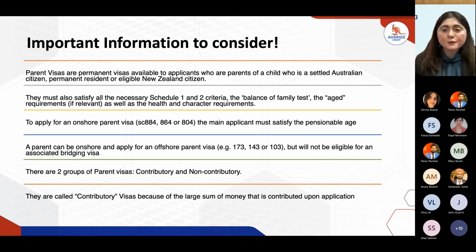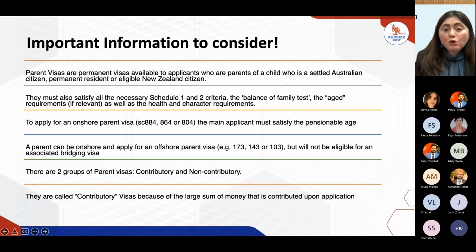These are the basic criteria. If you lodge an aged parent visa and you do not meet the age pension, then there are very high chances of refusal and there is no exemption for it. So when you are lodging a parent visa, you need to be very clear which category you fall into and then apply for the visa accordingly. Now, to apply for an onshore parent visa, the main applicant must satisfy the pensionable age. These subclasses 884, 864, and 804 are the aged ones, not the normal ones. They are the aged ones, so you have to meet the age pension requirement.